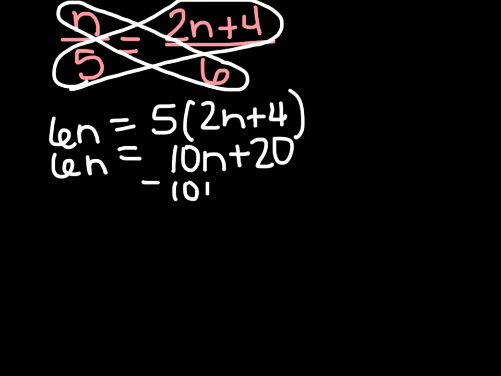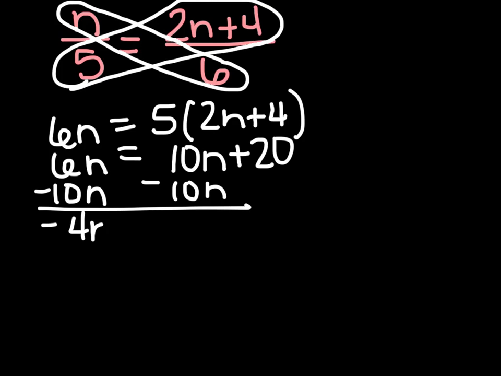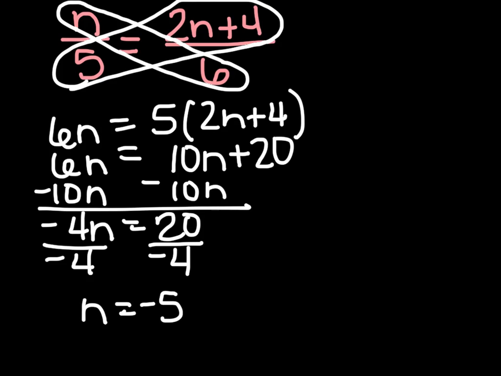I'm going to subtract 10n on both sides. So I get negative 4n is equal to 20. My last step will be dividing both sides by negative 4, so n is equal to negative 5.